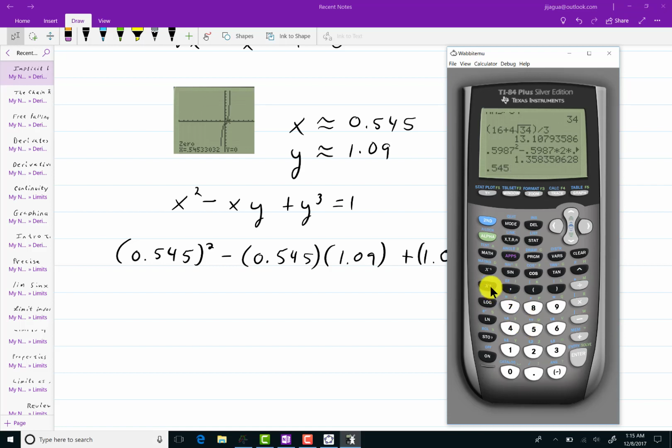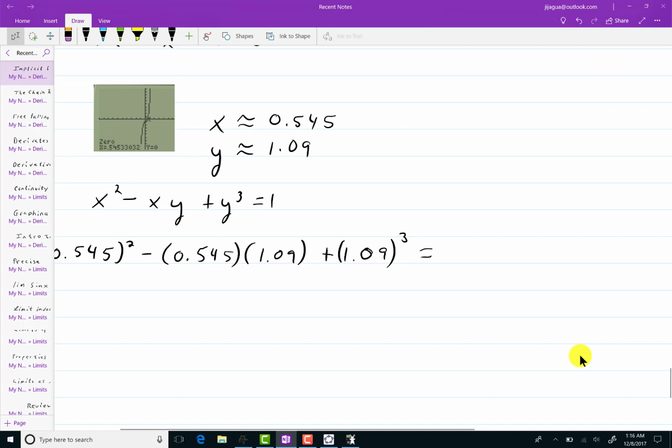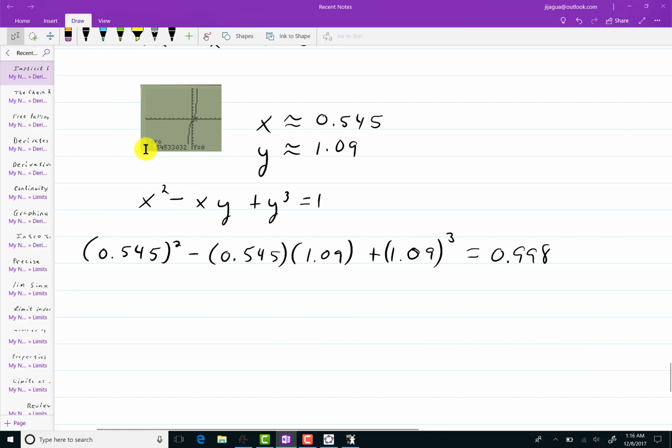0.545 squared minus 0.545 times 1.09 plus 1.09 to the third power. Enter. Pretty close. The calculator gives me 0.998. Obviously, you could simply grab more decimal places right here if you wanted to, and multiply it by 2 to get the y value, and you can get as much accuracy as you probably could want.